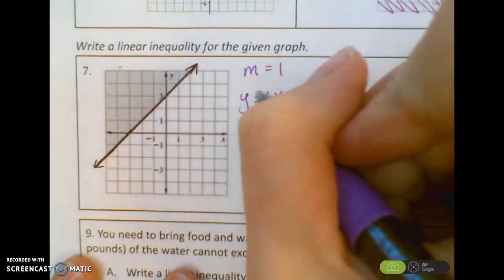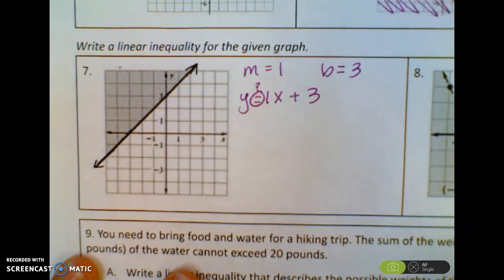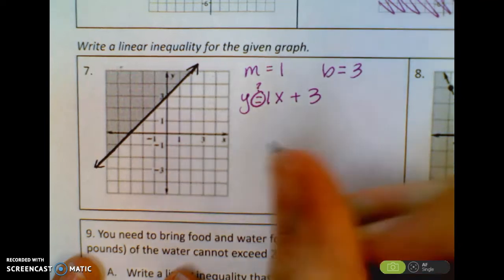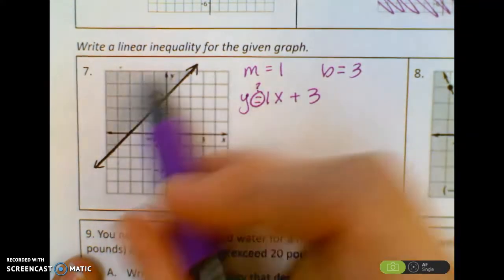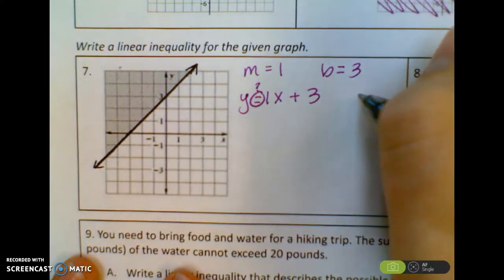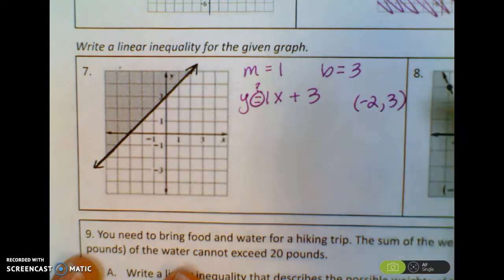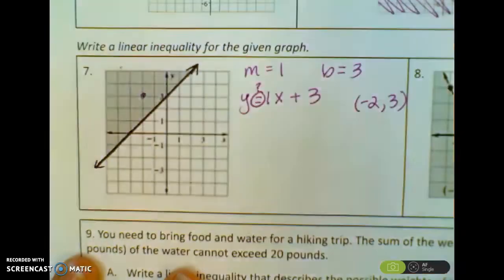But I'm going to circle that equal sign, put a little question mark, because it's not going to stay there forever. We have to change that to an inequality, but we need to figure out what inequality symbol that's going to be. To do that, we are going to pick a point in our shaded region and plug it in. I'm going to pick the point -2, 3. That is here.